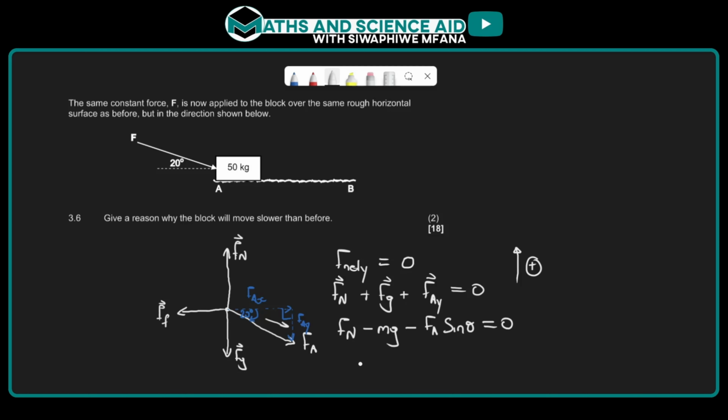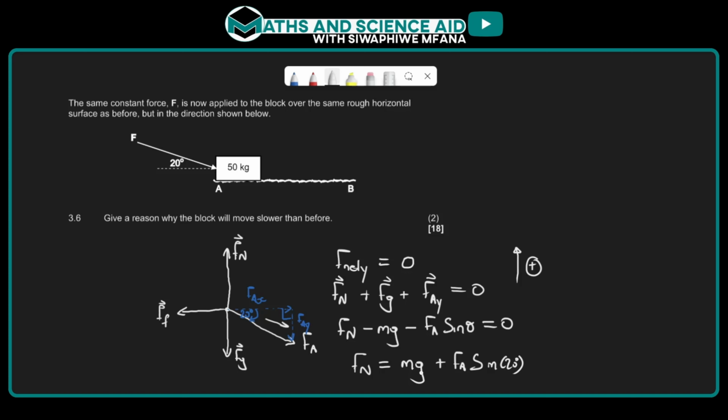And then we can make Fn the subject of the formula here. And if we do so, we will get that Fn will be given by mg plus Fa sine of theta. And so this is an expression which can give us the magnitude of this normal force. And of course, theta is 20 degrees.